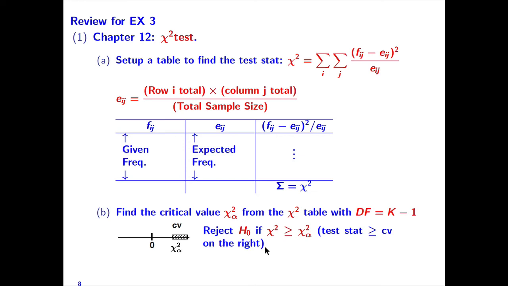And this is a right-tail test. So you can see from this plot, you have this chi-square alpha as your critical value, and this is your rejection region. If your test statistic is greater than your critical value, you reject H0. If your test statistic is less than your critical value, you fail to reject H0.